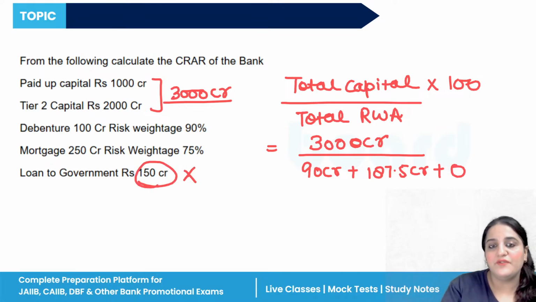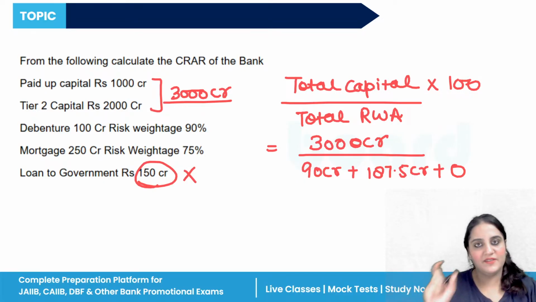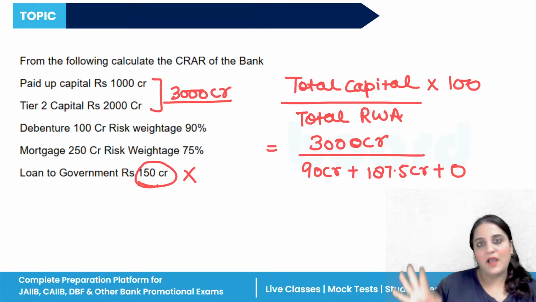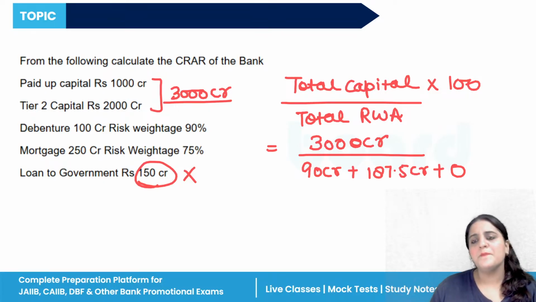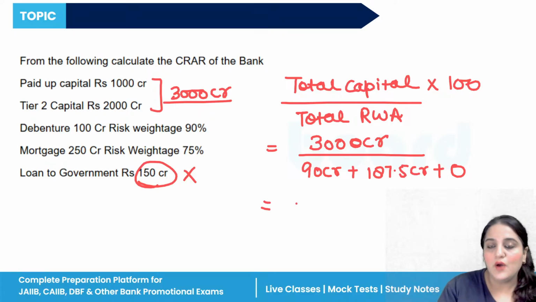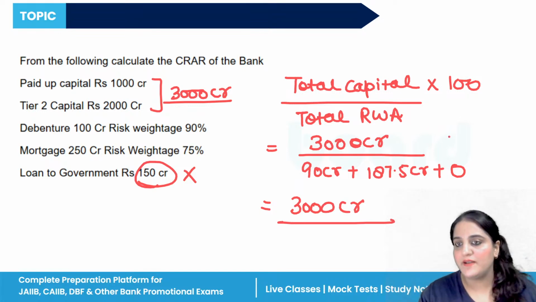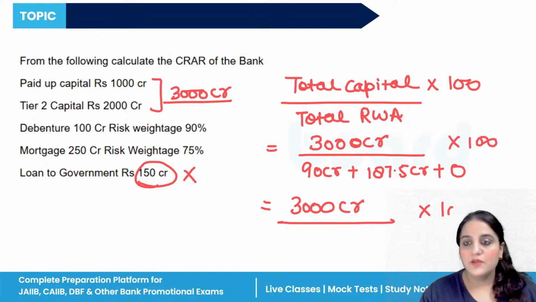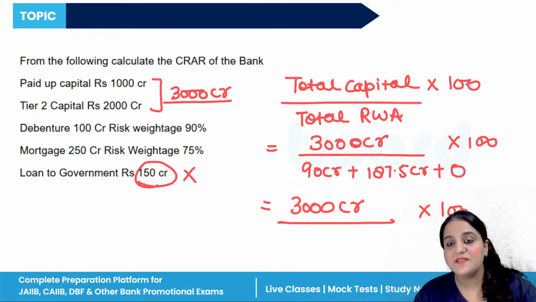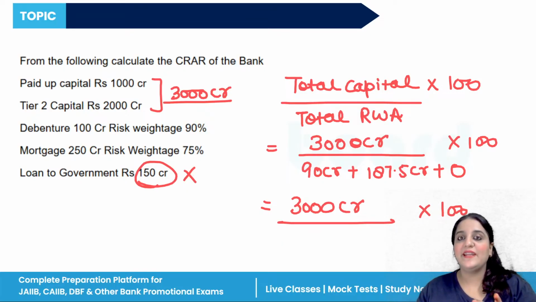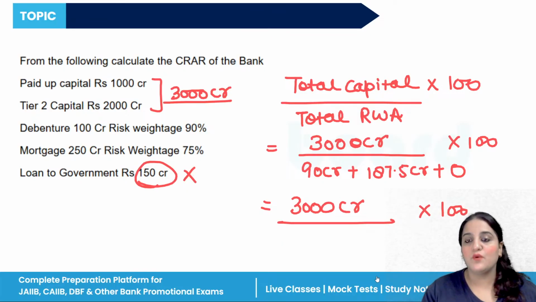So that means 150 crore should be multiplied by 0% weightage, because for the loan to government, risk weights are 0 according to the guidelines, because these are very less risky, no risk is there. So that's why we multiply it by 0%. So we got 0 here. Now 3000 crore is divided by 90 crore plus 187.5 crore, which is equals to 277.5 crore.